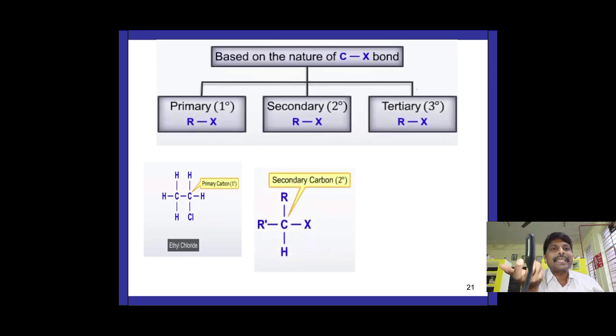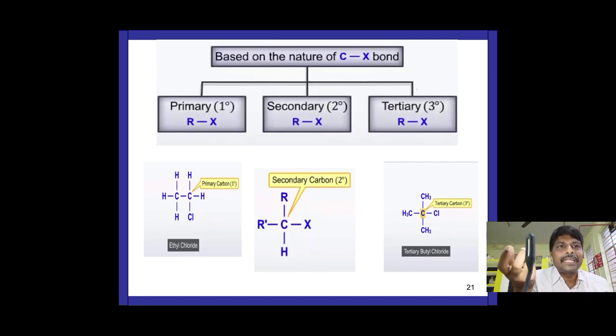You can see in the second example, X is attached to one carbon, that is attached to two alkyl groups. One is R, another one is R dash. Two alkyl groups attached. So it is a secondary alkyl halide. Next, if three alkyl groups are there, then it is called a tertiary alkyl halide. So monohalo derivatives are classified into primary, secondary and tertiary alkyl halides.